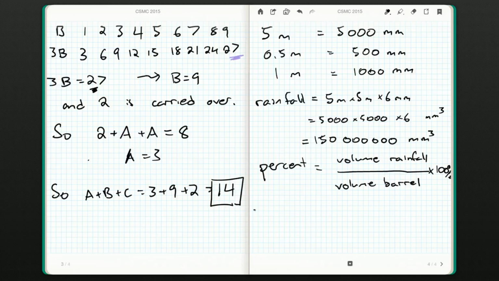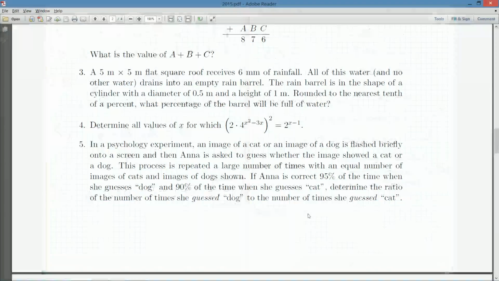So, the volume of the barrel. Well, the barrel, we were told, is cylindrically shaped, and it's got a diameter of 0.5 meters and a height of 1 meter. Well, the only formula I can remember for volume of a cylinder is pi r squared, the base, times the height. Now, I don't have r, I have the diameter. So I need to get the radius first.